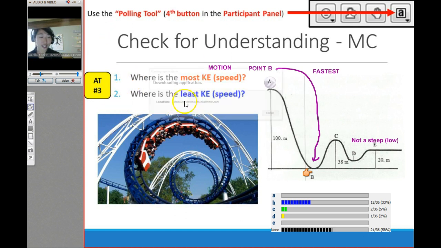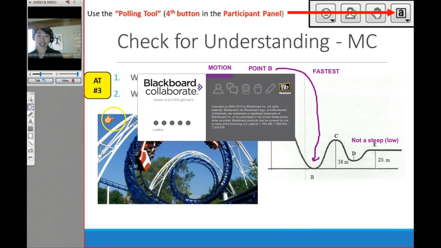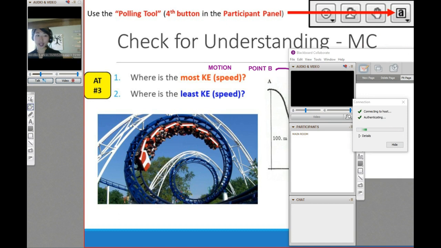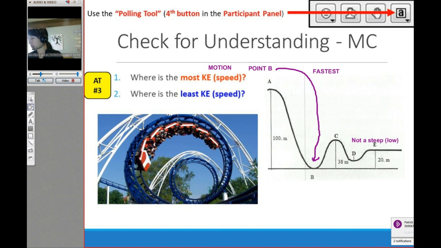Looking good. Now, on the other hand, where would there be the least kinetic energy? Use your polling tools. Tell me, where is the least kinetic energy? So point B, we definitely have the most because we're going the fastest. Where do we have the least kinetic energy? Again, think about where you would actually be going the slowest. The slowest. Your polling tools.